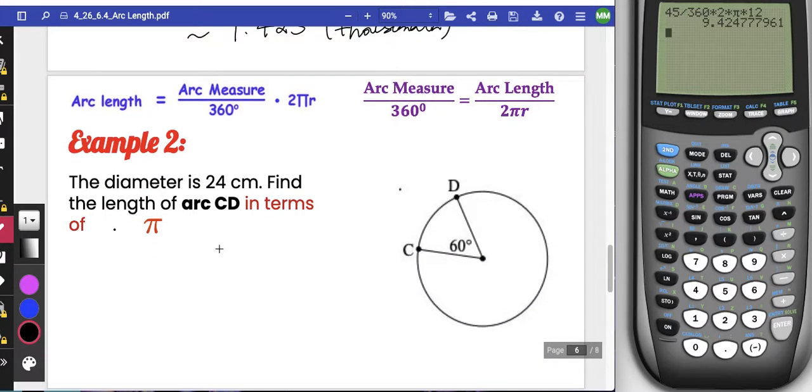I don't know why, whenever I save this as a PDF file, the picture is kind of misplaced. But anyway, let's read this question together.